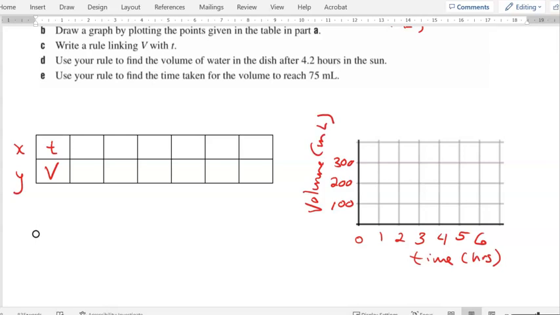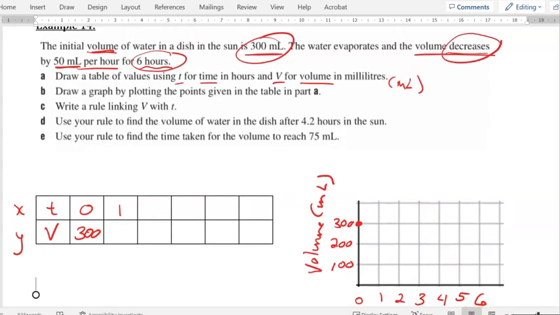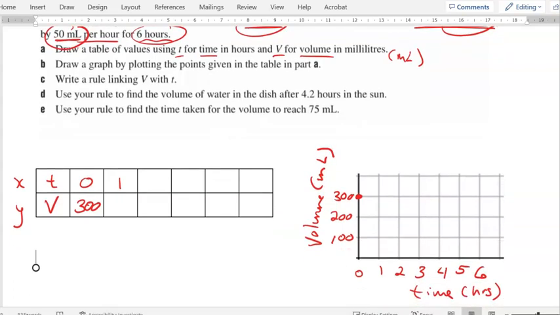So what's actually happening is we are starting at 0 time. We've got 300 in the dish already. Isn't that interesting? So before we even start the clock, we've got 300 mils. Now what happens is every hour, 1 hour passes, and then we will decrease this amount by 50 mils. So take 50 off of 300 and we get 250. After another hour, we've lost another 50. Another hour, we've lost another 50. After 5 hours, we've lost another 50. And after the full 6 hours, we've got nothing left. It's all evaporated. So these numbers are actually going down.